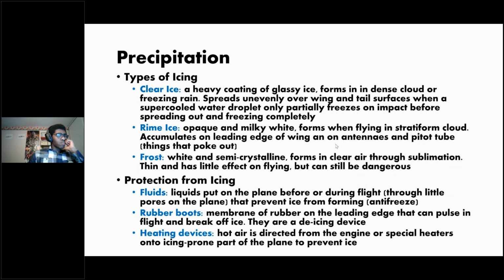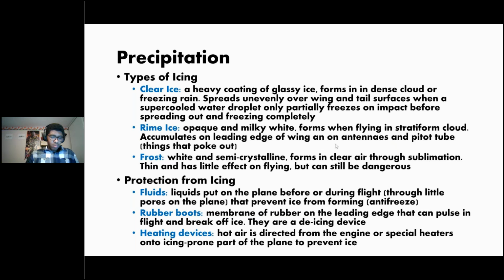Cool. And then the last one is frost, which is just white, kind of crystally, almost looks like snow that's just sticking to the plane. And so this will form in clear air, so not in a cloud, unlike the other two, where you just get water droplets that almost kind of form into ice crystals. So it is basically snow, but it's very thin snow that's sticking to the plane. Yeah, and so it'll not be as thick as clear ice or rime ice, but it can still be dangerous if you get enough of it on the plane.